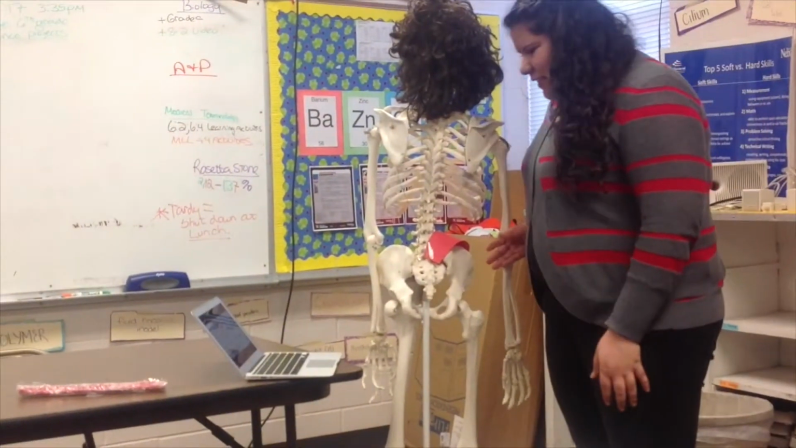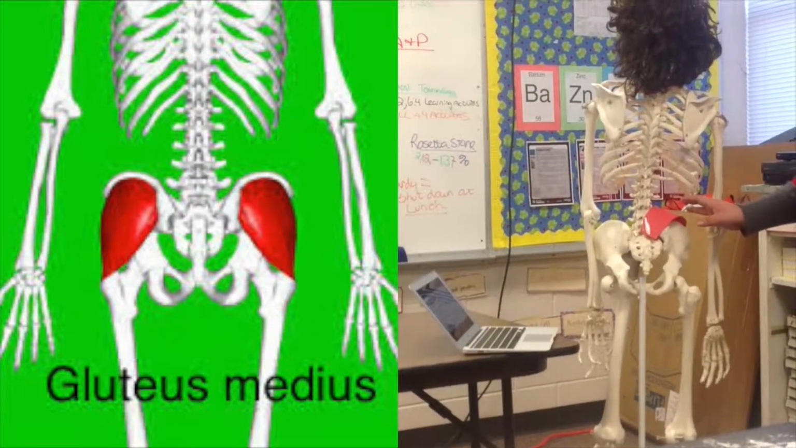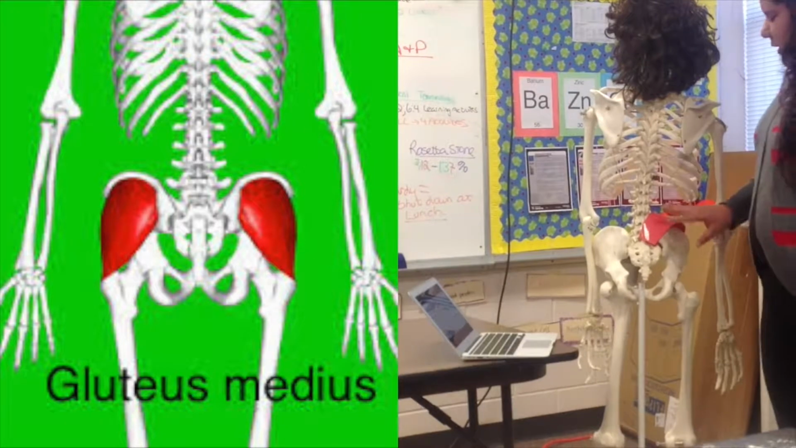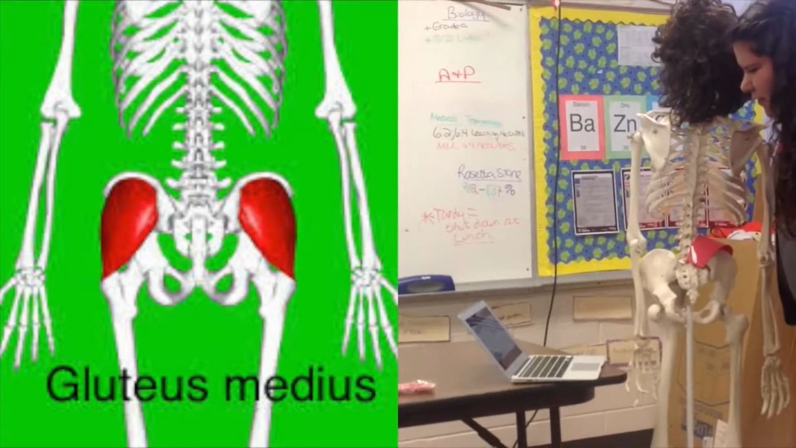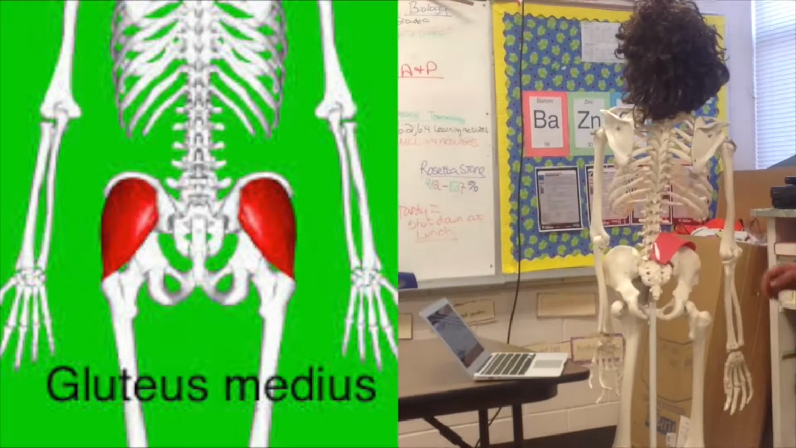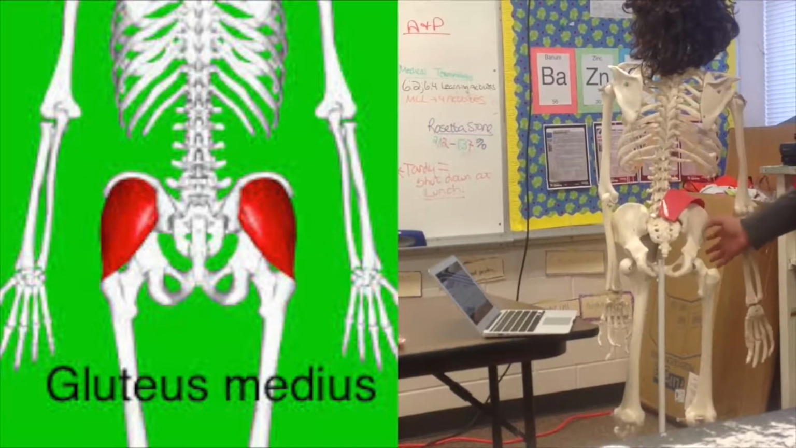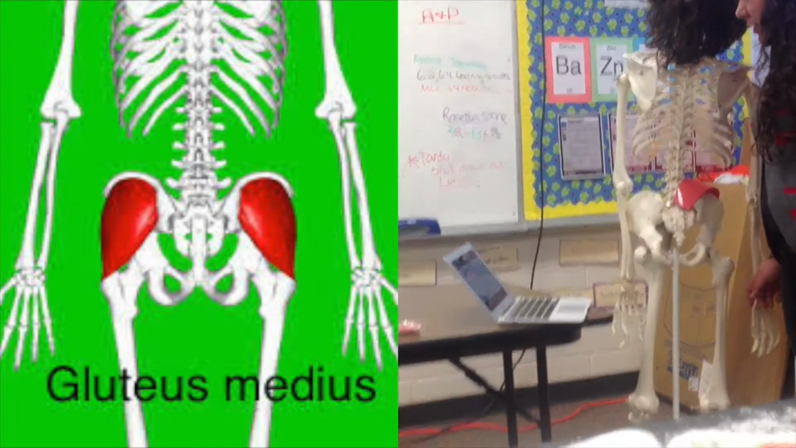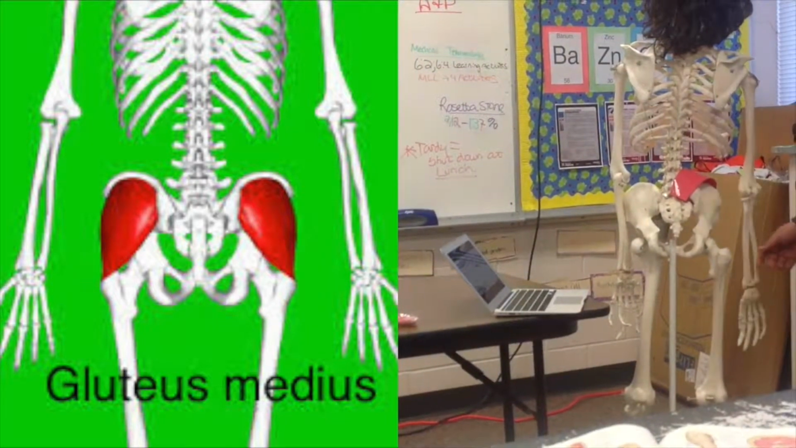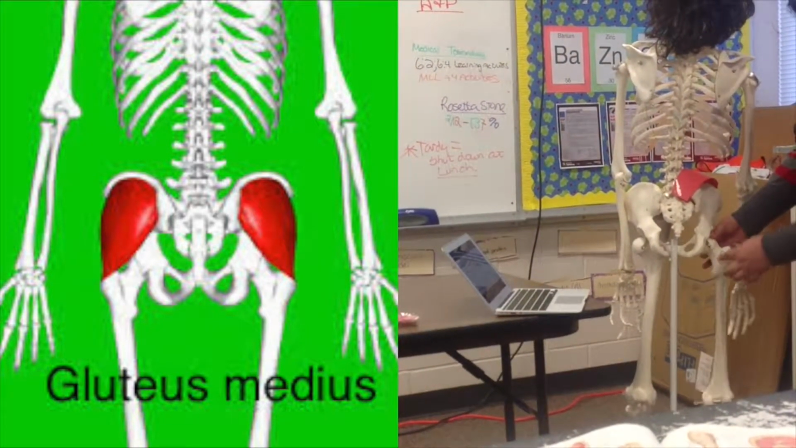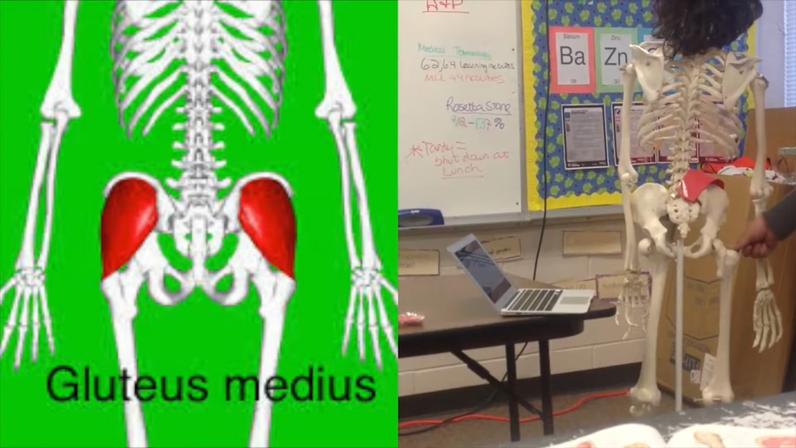Next, we have the gluteus medius, which is right there, and it's going to be above the gluteus maximus, so there. And for its origin, it's the lateral surface of the ilium. So it's this outer part of the ilium where it's going to be attached. For its insertion, it's going to be the greater trochanter of femur, which is this area right there.